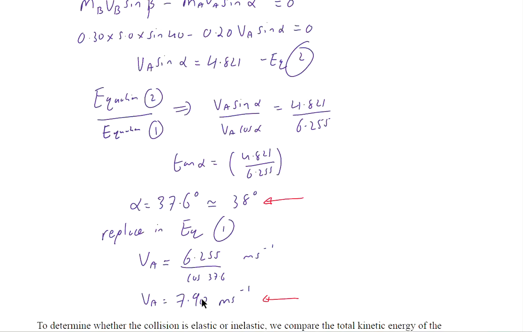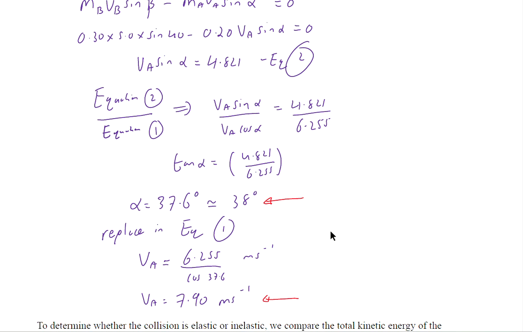Similarly, once we get alpha now, we can substitute in any of the two equations. I've chosen equation 1, you can choose equation 2. You can find a value for VA, and I'm going to get 7.90 meters per second.